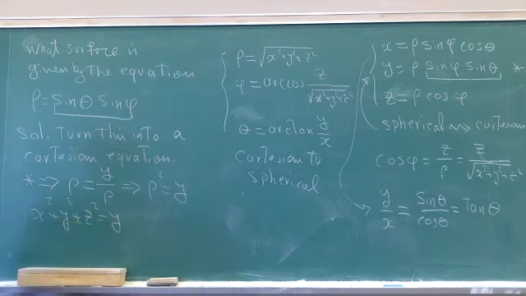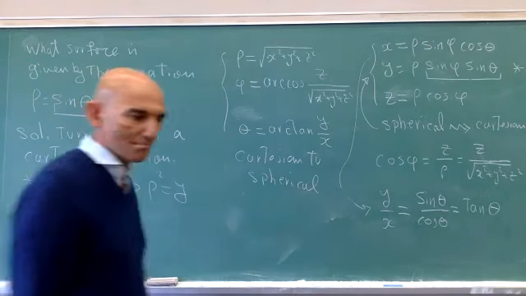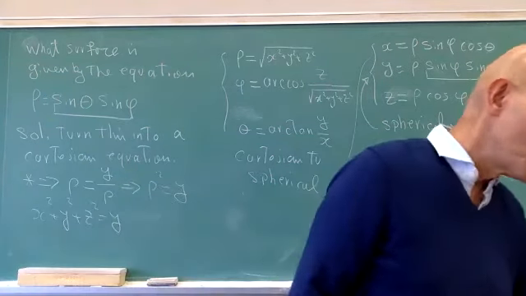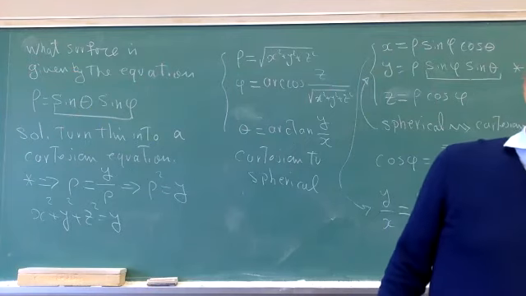Now, can you tell me what kind of surface is represented by this equation, x squared plus y squared plus z squared equal to y? This is from last lecture. You should be able to do it on the go. I mean, it is doable with what you know from last lecture. That's what I meant.